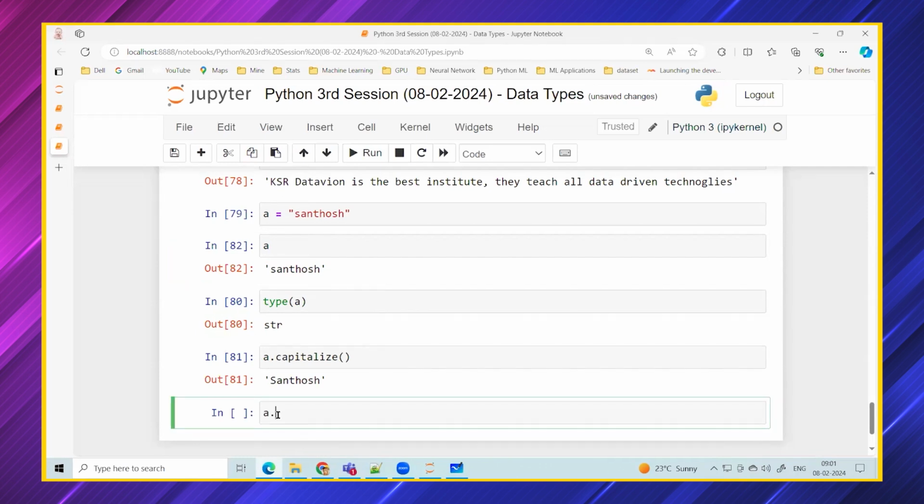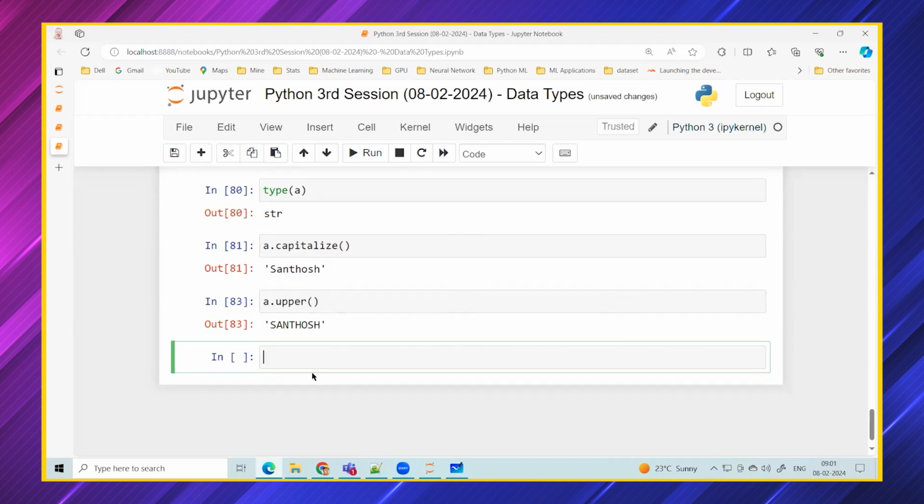Now, similarly, if I write upper, I will be getting upper. So like this, the string has a lot of built-in functions. One we have tried is capitalize. Capitalize means the first letter is capitalized. And the second one is the upper function. The upper function will actually get you the upper case.